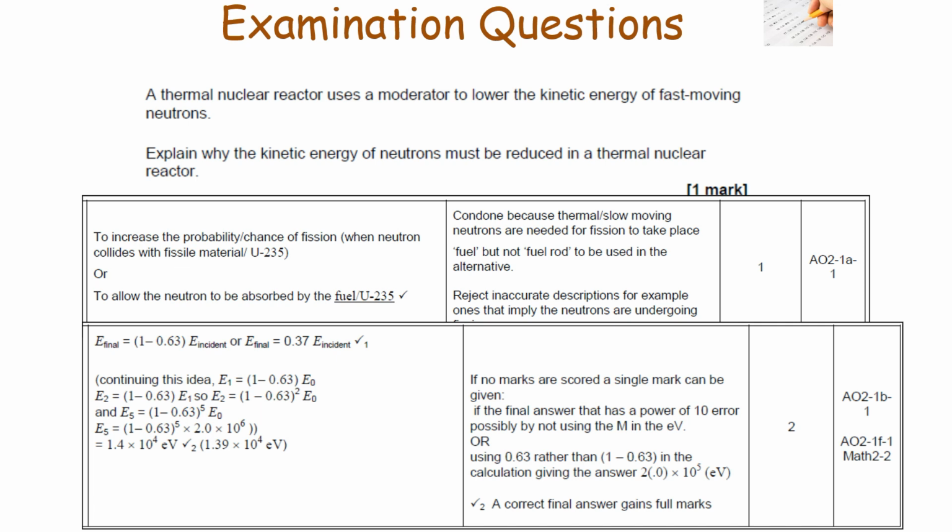So you can work it out each time, and you can say if it's going down 5 times, it's going to be 0.37 to the power of 5 times E0, because that's just a bit of mathematics working it through. I mean, you could work out 63% of the value each time for 5 particular times, or you could just do 0.37, which is 1 minus 0.63, a loss of 63%. So because it's gone down to 37%, you do 0.37 to the power of 5 times our starting value, which is 1.4 times 10 to the 4 eV.